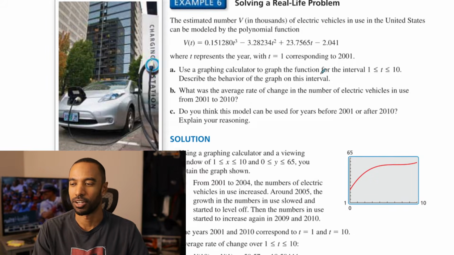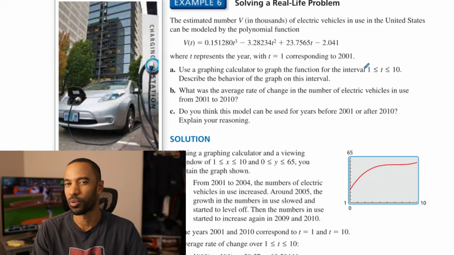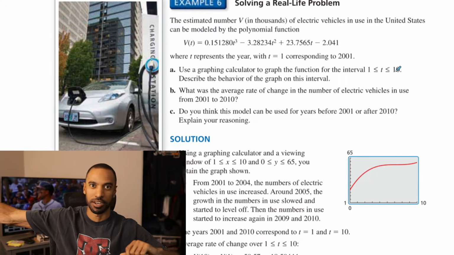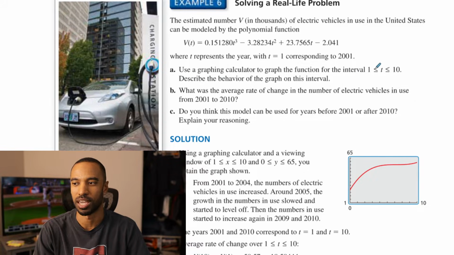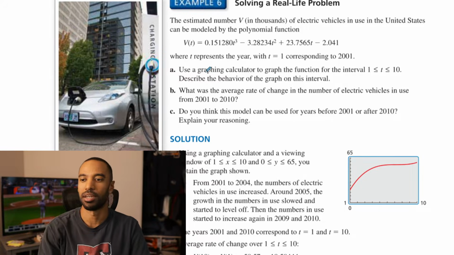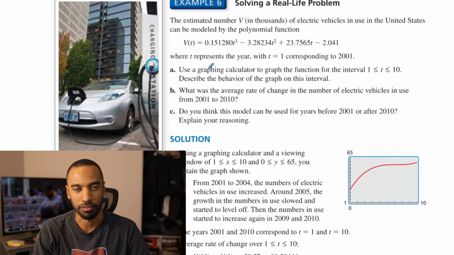Use a graphing calculator to graph the function for the interval 1 to 10, although t equals 0 doesn't seem to apply. Maybe electric vehicles weren't around in 2000. But for the interval 1 to 10 for this polynomial. So we're not looking at the entire end behavior from negative infinity year to positive infinity year. We're just going from the years 2001 to 2010, right? So we might not see the entirety of this cubic doing everything, but describe the behavior of the graph on this interval. Well, we got to use the graphing calculator for that.